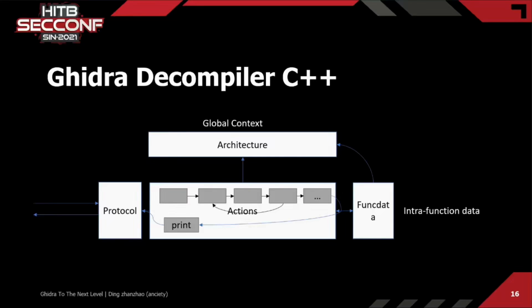Each action performs one of the steps required by the decompilation. The actions work on the IR, manipulate it, extract information, and record it into the funcdata or architecture. Finally, when we are all done, the pseudocode is generated by a language printing component in XML format. Then the result is fed into the protocol again to reach the Java world.